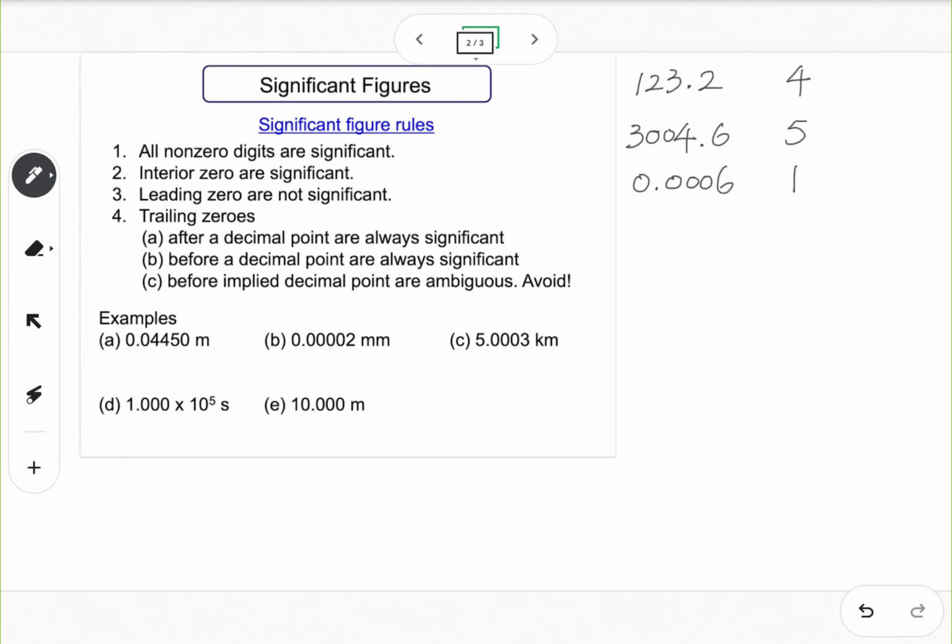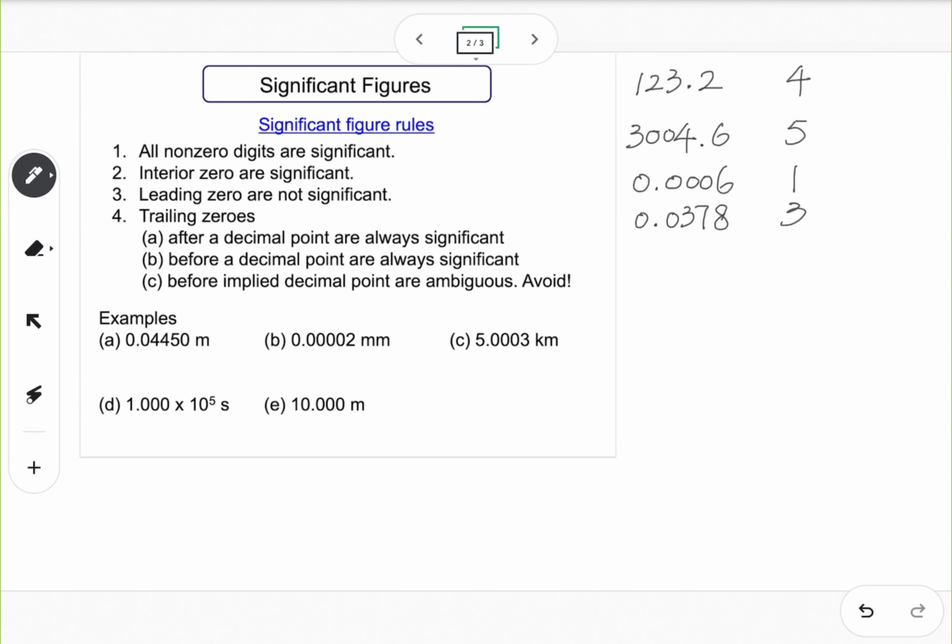One more example. 0.0378. Well, in this case, you have 2 leading zeros, the zeros on the left side of the first non-zero digit, which is 3 in this case. So these 2 zeros are not significant. And if you count all the other non-zero digits, 378, they are significant. So you have 3 significant figures in this case. This is rule number 3.